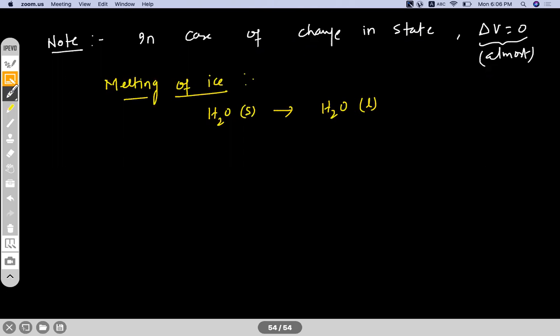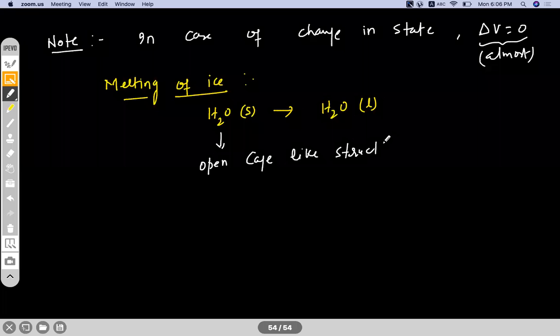Right? What happens in case of ice? In case of ice, we have an open cage like structure. We have some void, vacant space over there in ice. That's why density is less and it can float on water. It's not like we have solid from inside.